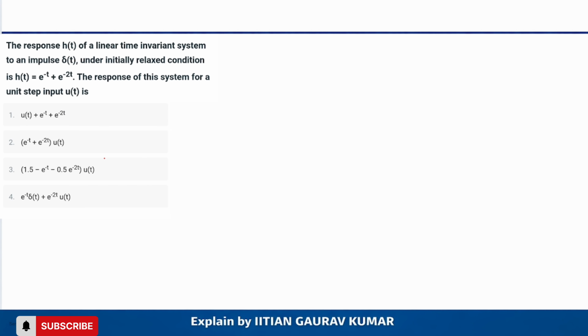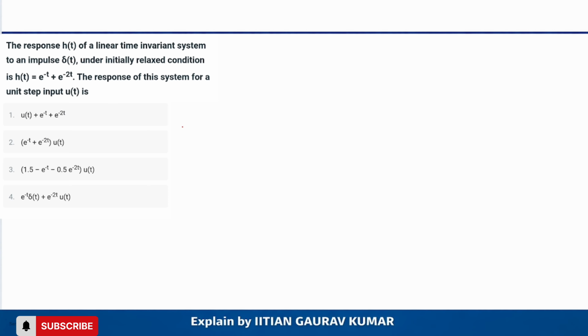So come to the next question. In this question, they ask about the response h of t of a linear time invariant system to an impulse under initially relaxed condition, h of t equals e to the power minus t plus e to the power minus 2t. The response of the system for a unit step input.